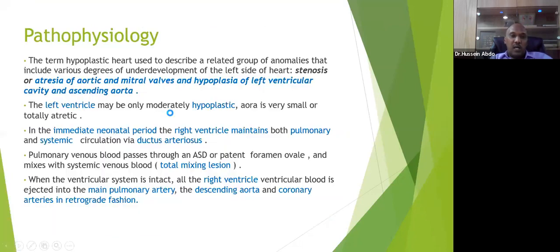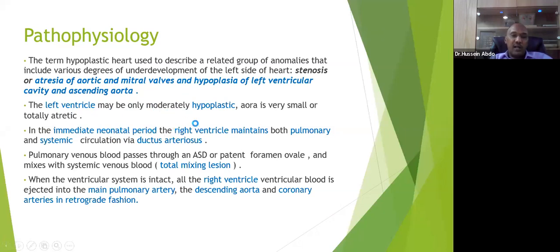Regarding hypoplastic left heart syndrome, as we mentioned, it can present in many various pictures, like atresia of the aortic and mitral valve, and hypoplasia or stenosis of the left side. The left side is usually moderately or severely hypoplastic. They can present in the immediate neonatal period.